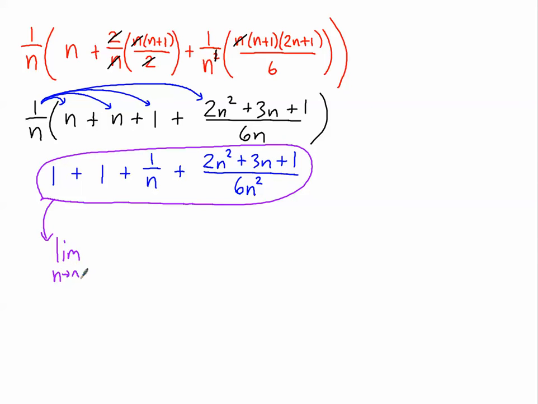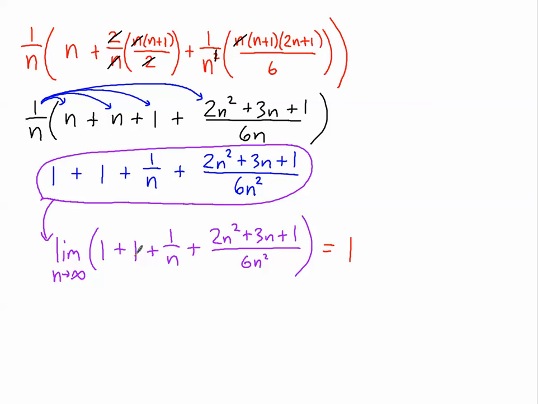The limit as n approaches infinity of 1 plus 1 plus 1 over n plus 2n squared plus 3n plus 1 over 6n squared. So I like that I have 4 separate terms, 1, 2, 3, 4, because I can take the limit individually of each of those terms. Now remember, this is the limit as n approaches infinity. As n approaches infinity, 1's going to stay 1. And this one is going to stay 1. The limit as n approaches infinity of 1 over n becomes 0. We learned that in the last tutorial.